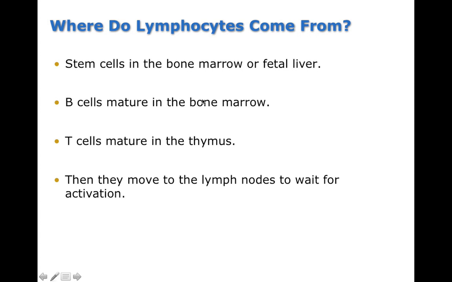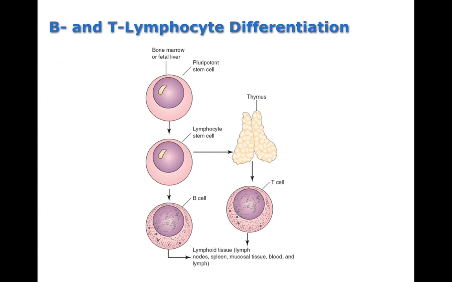So from there, once they've matured, they can move over to lymph nodes or other lymphoid tissues and wait for activation, right? They're just going to hang out in their inactive form. You can call these memory cells. And once they're there, they can wait for a foreign antigen to potentially bind to their receptors. And at that point, they can become activated.